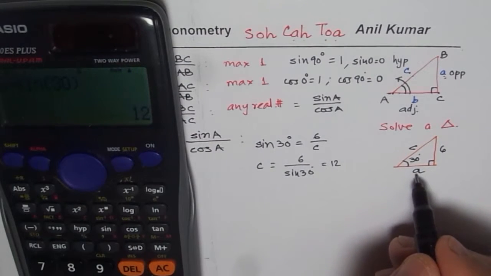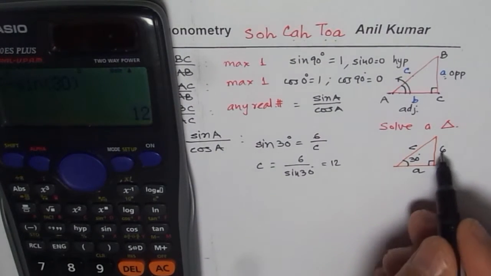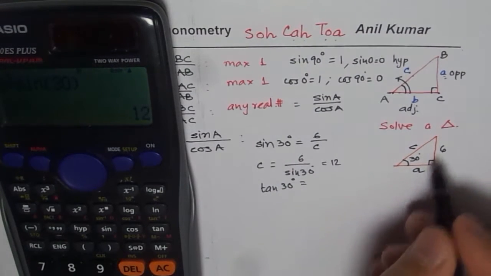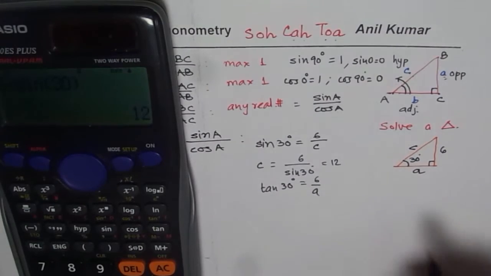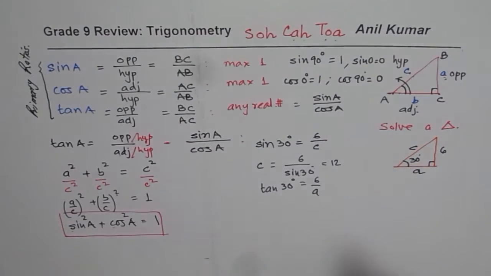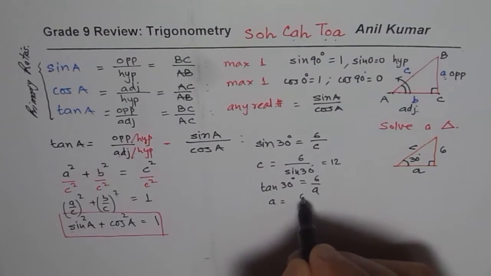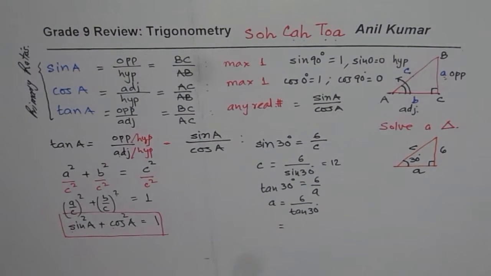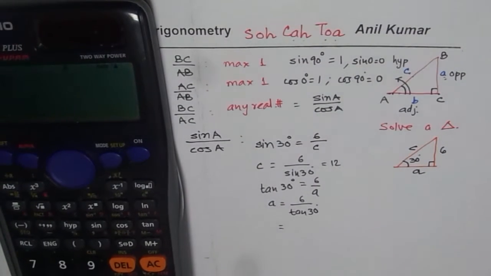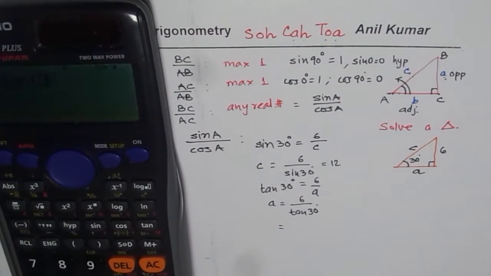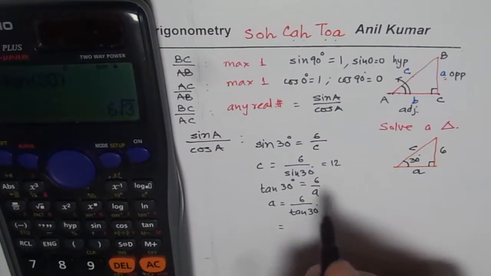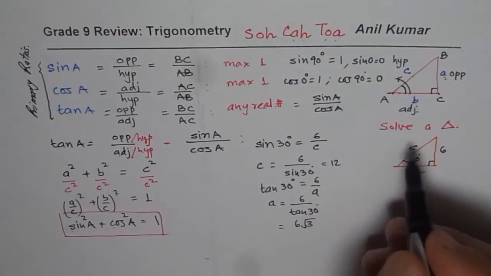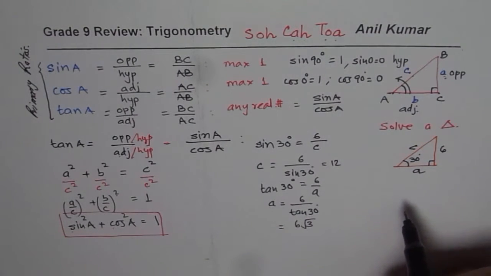To find a, we could use the Pythagorean theorem or we can use the tan ratio. I'll use the tan ratio for the time being. So tan 30 degrees is 6 over a, right? So a is equal to 6 divided by tan of 30 degrees, correct? We can again use the calculator and find our answer. 6 divided by tan of 30 degrees is equal to 6 square root 3, right? So that is how you can get the exact value of the missing side.